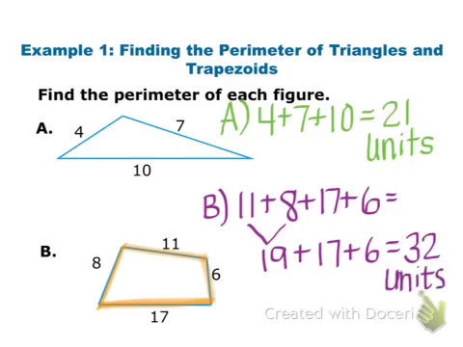This is going to be just units, not units squared, because we're just going in a one-dimensional distance. It's not going to be that two-dimensional where we've got the square. So 32 units for part B.